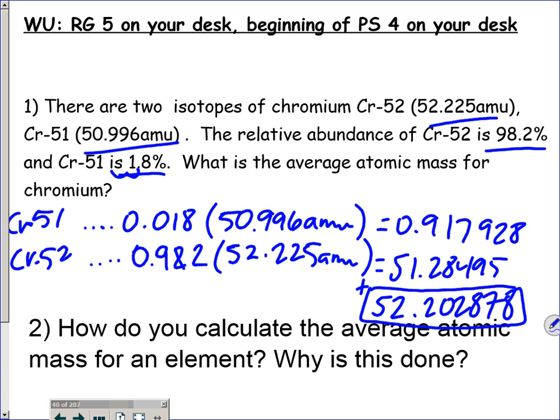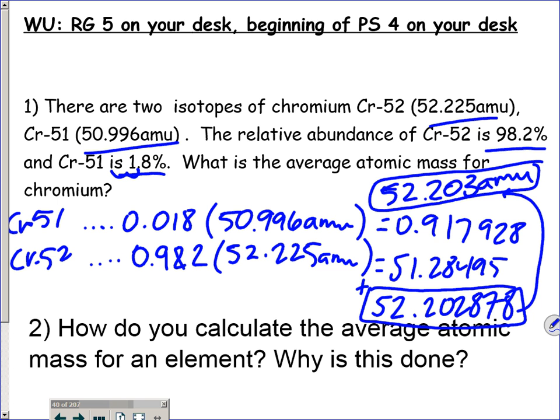Okay, so we got a long chain of numbers here. We're adding, and these sig figs will differ when we multiply. The percentages themselves are not measurements. These numbers here are the measurements. So notice there's 3 places after the decimal, 3 places after the decimal. I need 3 places after the decimal. So round that, what do you get? 52.203 AMU, atomic mass unit. That would be the most appropriate unit for mass.